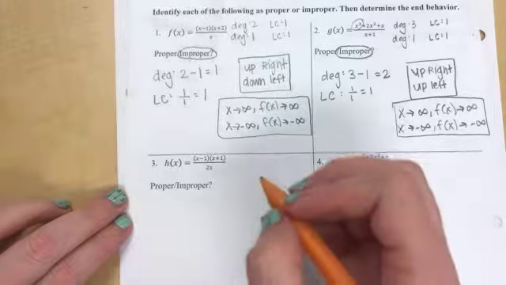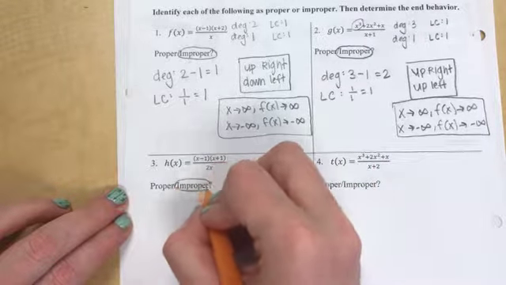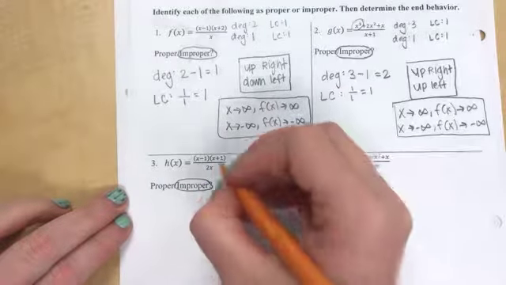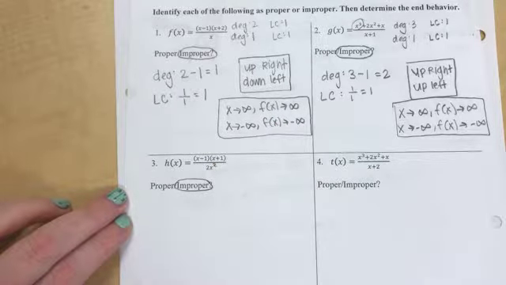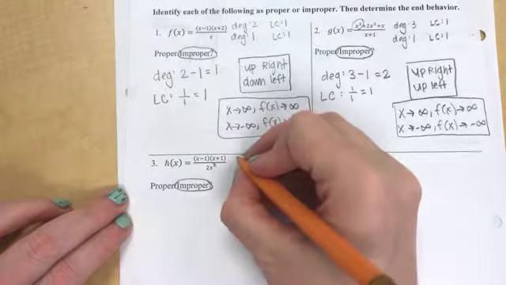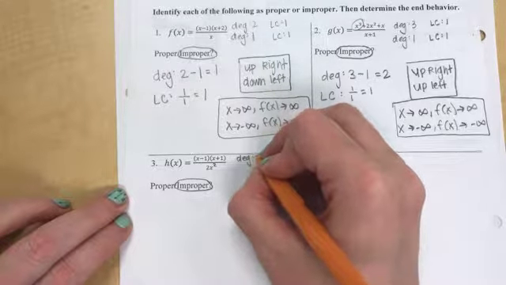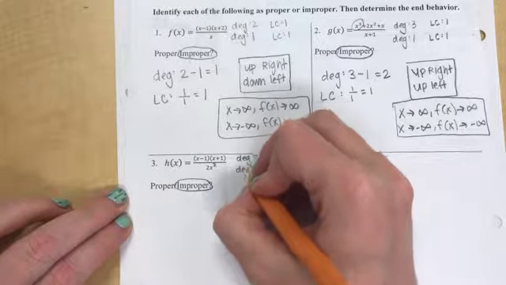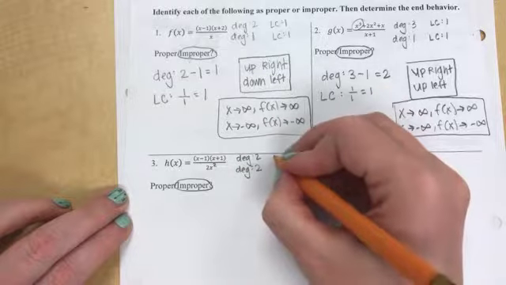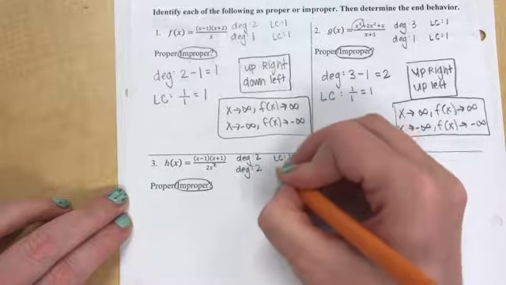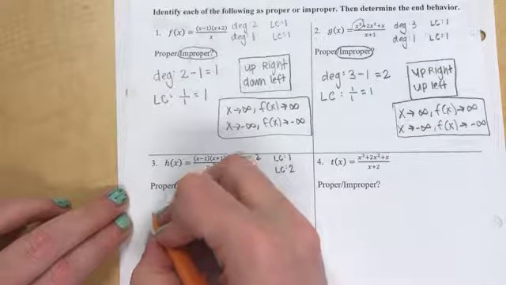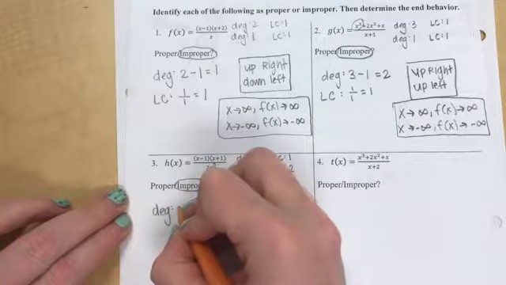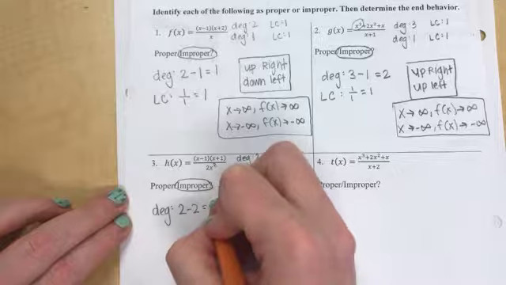Number 3, once again, is improper. But I'm going to change this up a little bit. I'm going to make this an x squared on the bottom. So my degree on top is a 2. Degree on bottom is also 2. The leading coefficient on top is a 1. Leading coefficient on bottom is a 2. When I do the degree, I go 2 minus 2 equals 0.